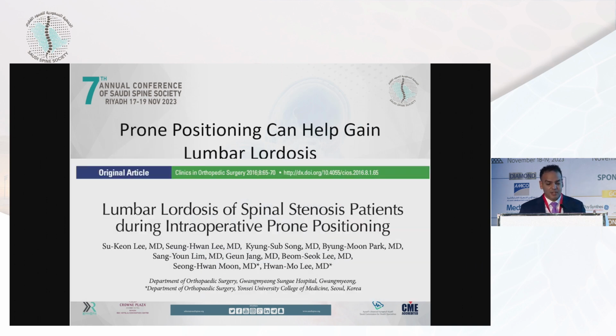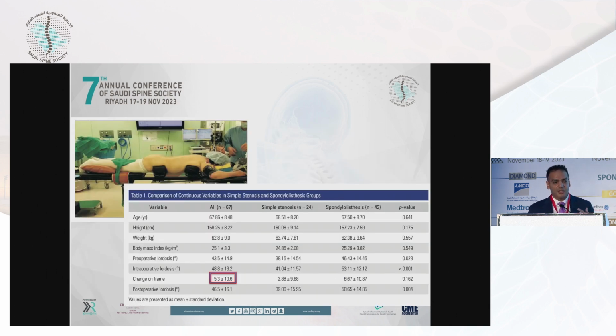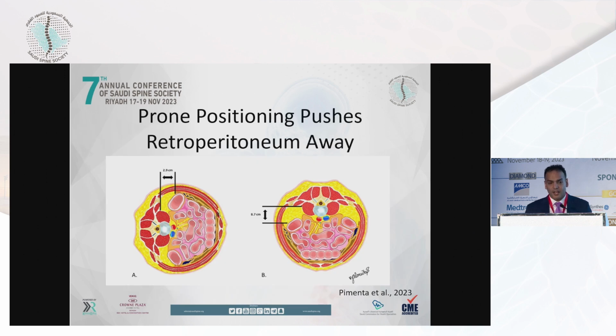Just from positioning the patient prone, we'll get some extra lordosis. As the first speaker told us today, we're fighting for any degrees, right? It's so important. We know that just from positioning, we get 5 degrees of lordosis, and we lose those 5 degrees if we put the patient just in a lateral. Other things that have been shown is that when you put the patient prone, the retroperitoneum will fall away from you. This is a study done by Pimenta recently. In a direct lateral, the retroperitoneum can be close to you, but if you put somebody prone, it will fall away from you.